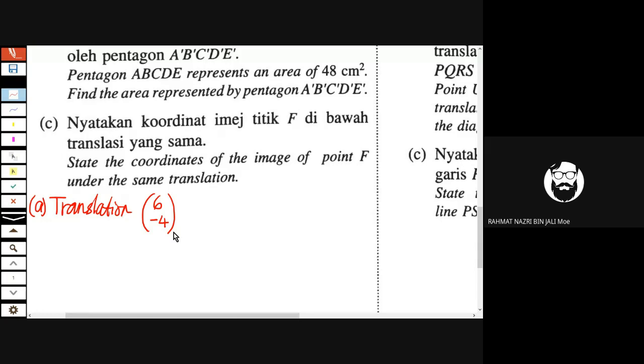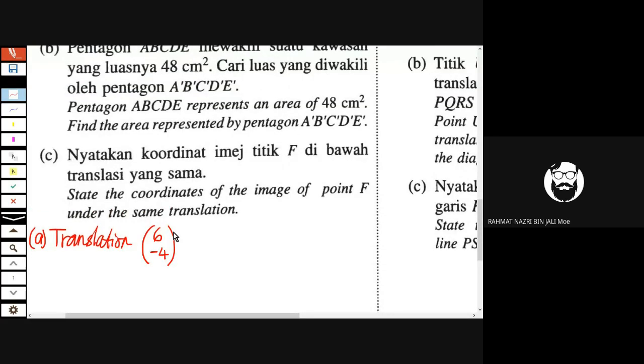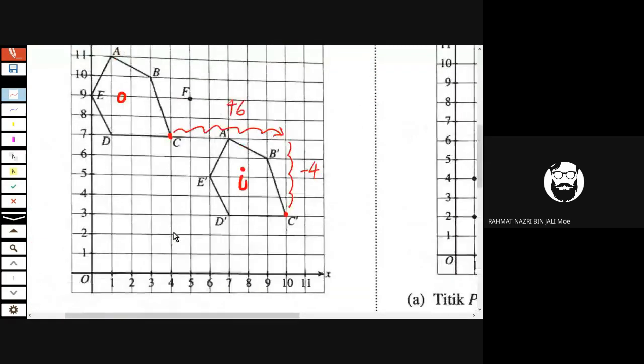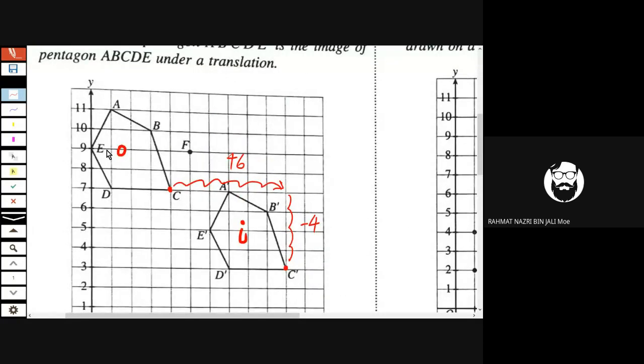Question B, pentagon ABCDE represents an area of 48 centimeter square. Find the area represented by pentagon ABCDE. Berapa kelas? Yang kita dah belajar, translation mesti sama saiz. Bila objeknya 48 centimeter square, the size of the image also mesti 48 cm square.